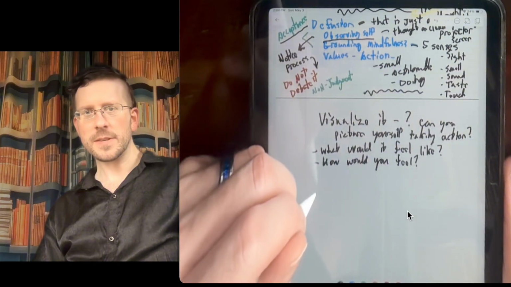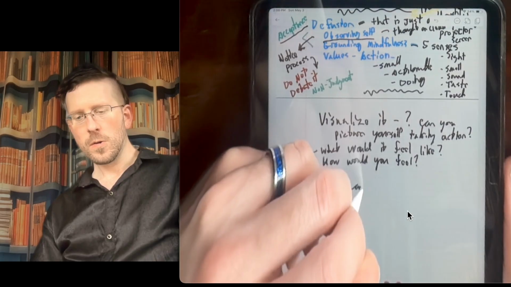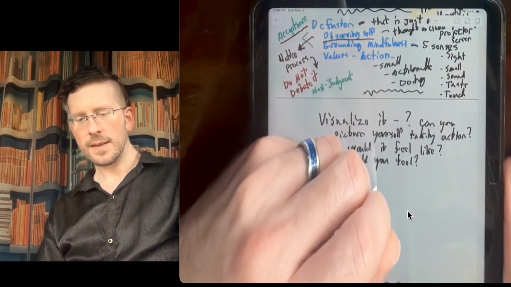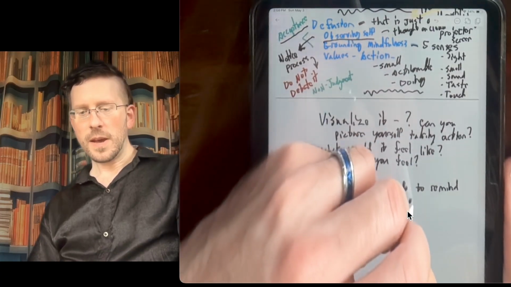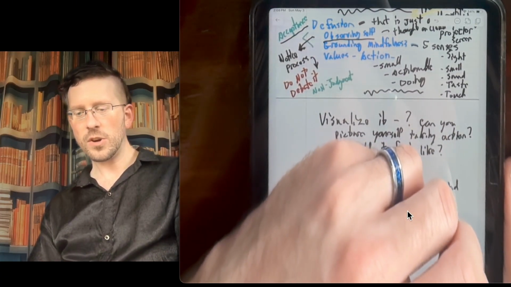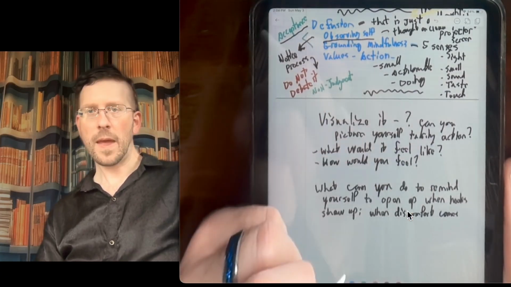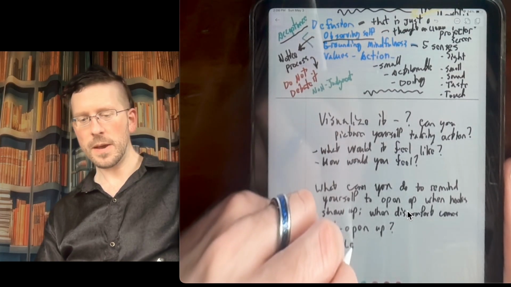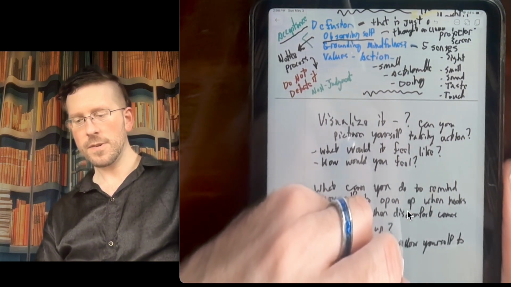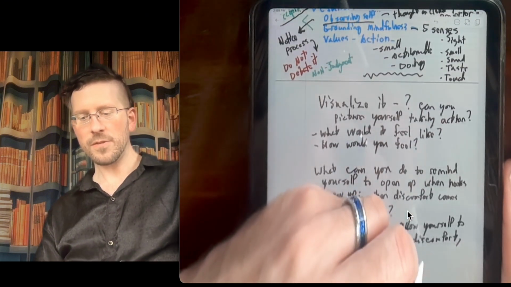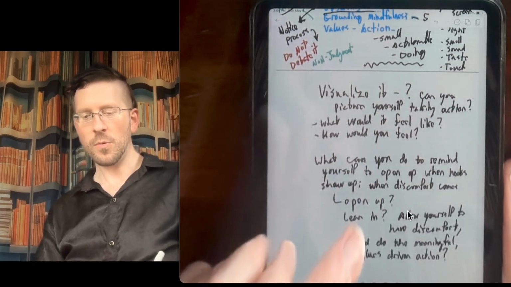And then the last piece is, what can you do to remind yourself to open up? To open up when hooks show up, when the discomfort comes. How can you open up to that? How can you lean in? How can you allow yourself to have discomfort and do the meaningful thing anyway? The meaningful, values-driven action. You open up and do it anyway.